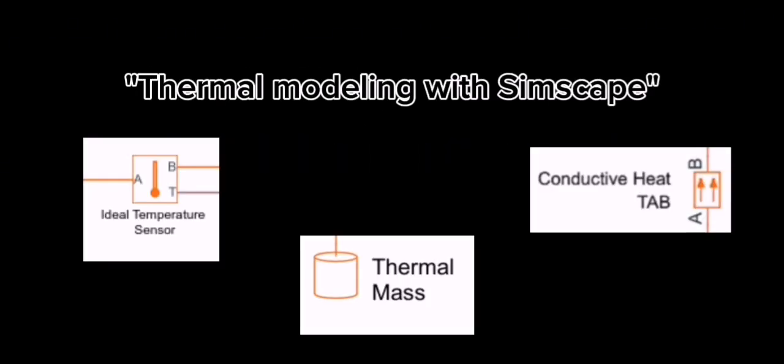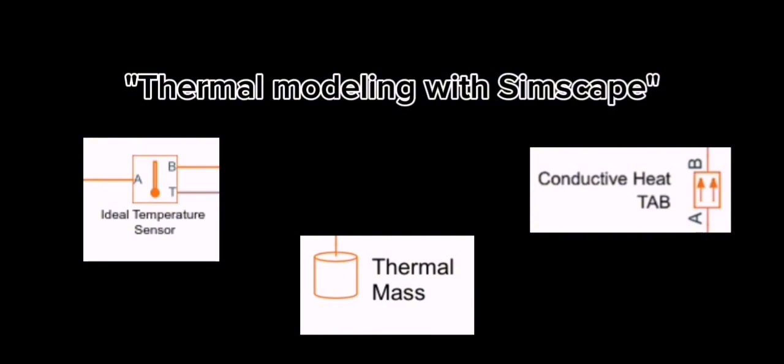The model is built using Simulink and Simscape thermal blocks. The thermal mass block represents the air contained in the room. It stores thermal energy and determines how the temperature evolves over time. The conductive heat transfer block models the thermal losses through the room walls.